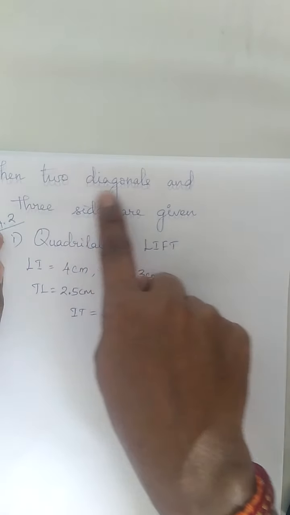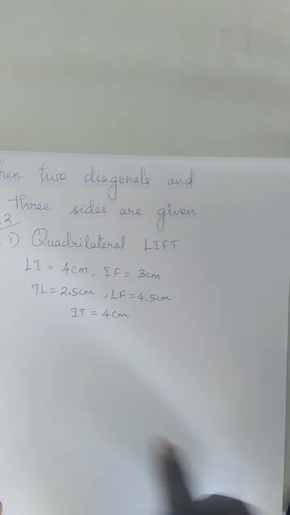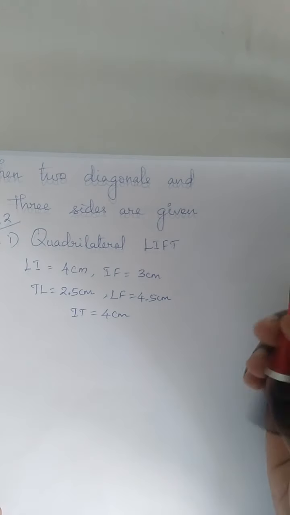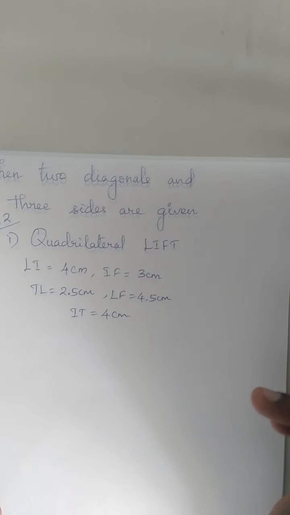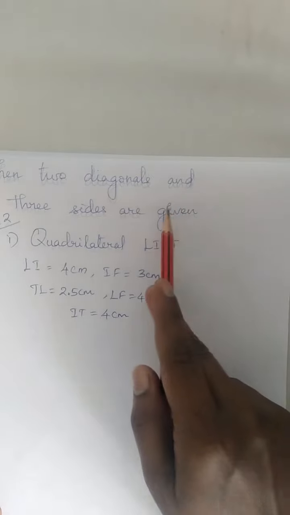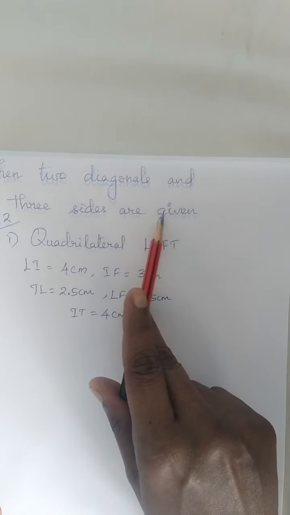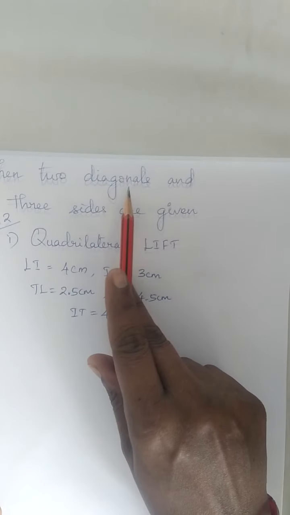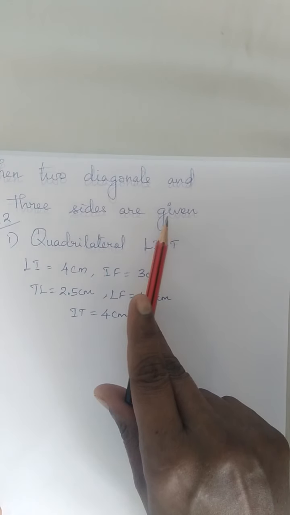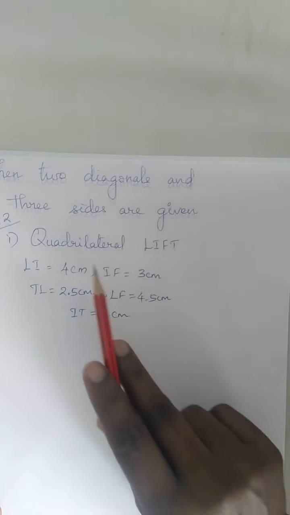Now, when two diagonals and three sides are given. Exercise 4.1, when four sides and one diagonal is given. Here, this condition, when two diagonals and three sides. When two diagonals and three sides are given, how to construct the quadrilateral.